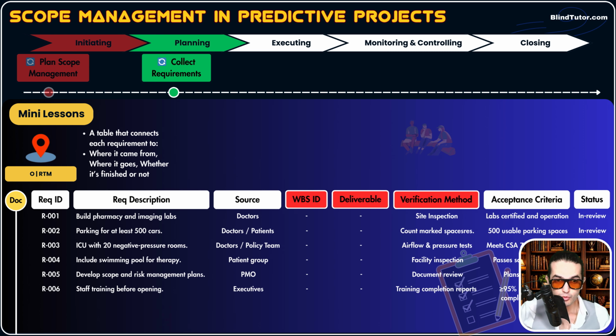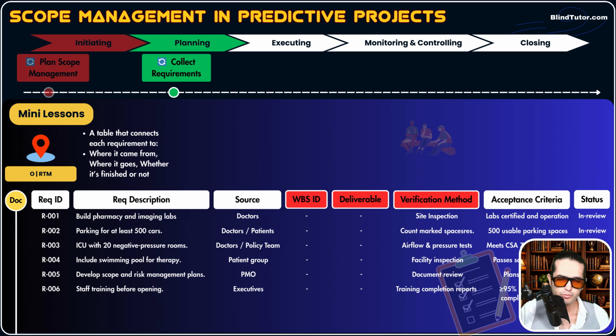Now, to which deliverable does this requirement connect, okay? We're going to see it in the next process. What's the verification method of this requirement? We're going to use airflow and pressure tests to verify if this requirement has met our expectation or not. And we did have acceptance criteria. And what's the status of this requirement? For example, this requirement is in review.